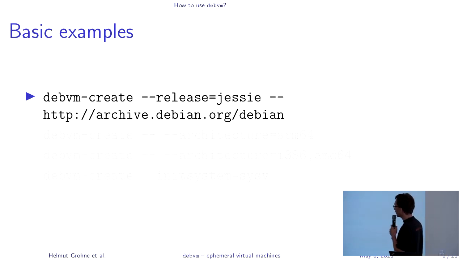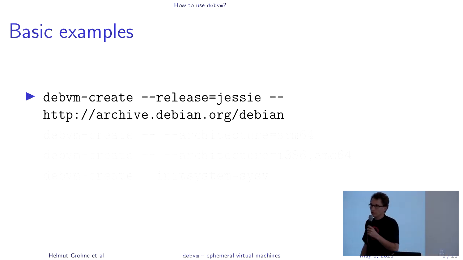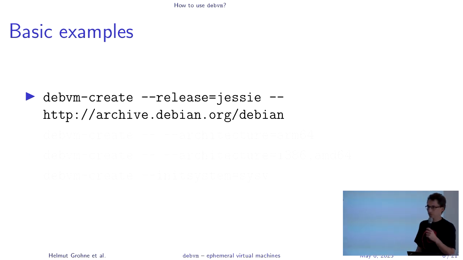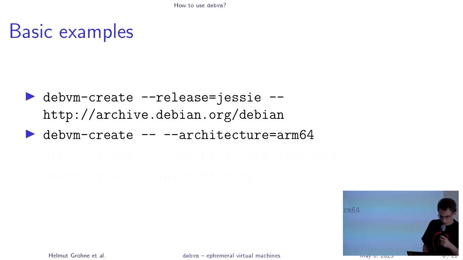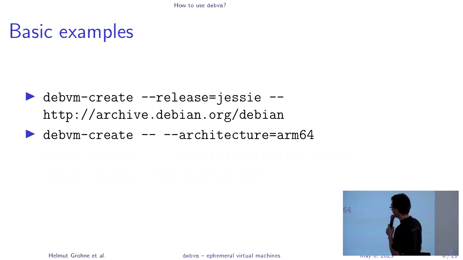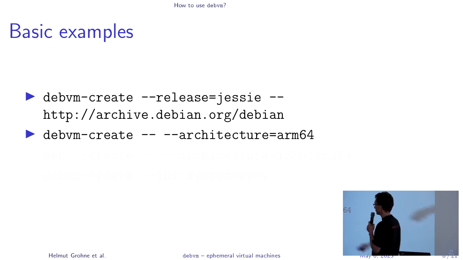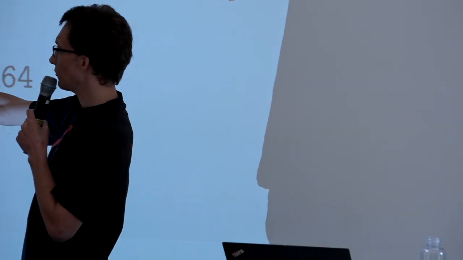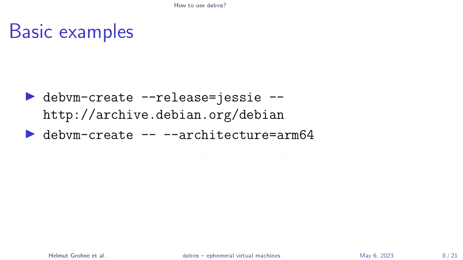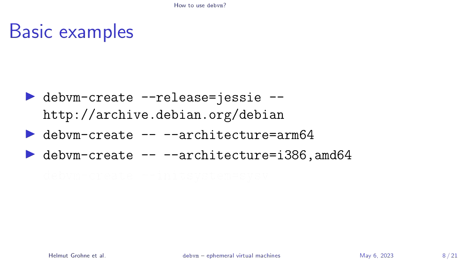Some basic examples. So if you're working for some ELTS company, you may be interested in doing something with old releases, and yeah, you can do that. It still works, powered by mmdebstrap. I'm not doing much about that. If you're interested in other kinds of architectures, you just tell mmdebstrap to do so. The double dash over there says, this is the end of debvm options, now it's mmdebstrap options. So we just pass that through, and you can also do multi-arch over here.